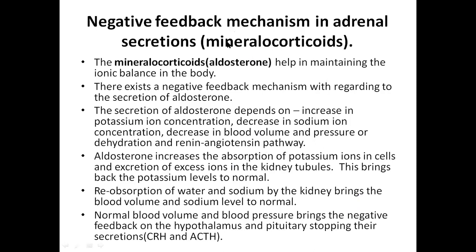Now, another type of secretion that is occurring in the adrenal cortex is the production of the mineralocorticoid. It's the aldosterone. It helps in maintaining the blood volume, blood pressure, and blood sodium and potassium levels at normal. Okay, so this also follows a negative feedback mechanism. Now, secretion of the aldosterone occurs under these conditions: increased potassium ion concentration in the blood, decreased sodium ion concentration, decreased blood volume or blood pressure or dehydration, or the renin angiotensin pathway that takes place in the kidneys.